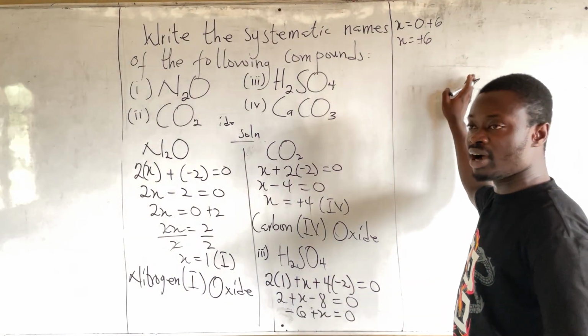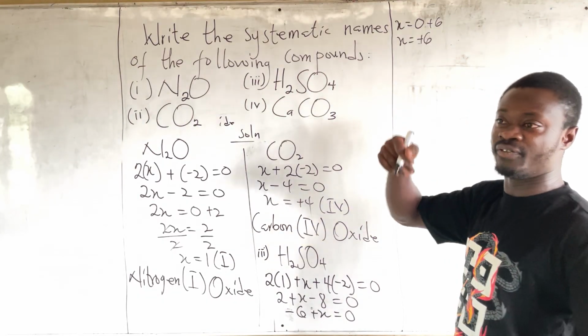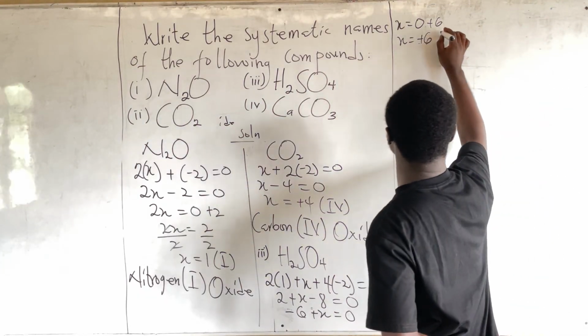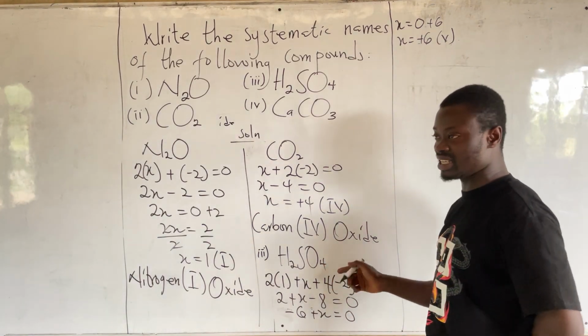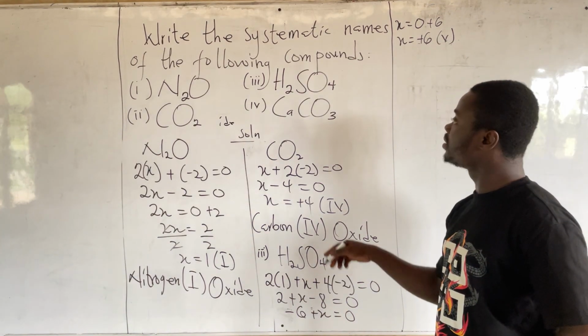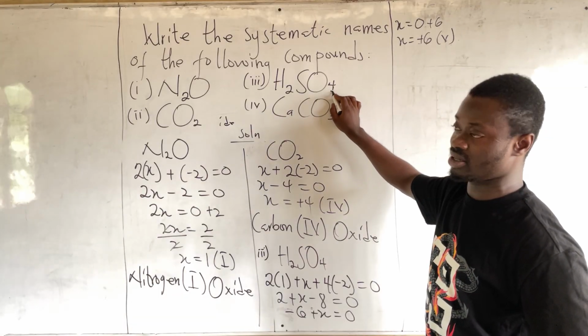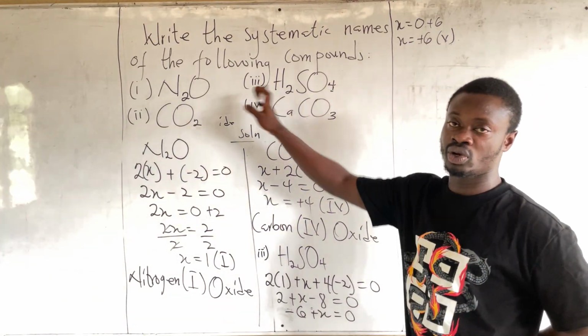So in Roman numerals, 6 is what? 6 is VI. So let's name it. When naming an acid, you start from here where the 4 is. So you start from here, then you go to this side.